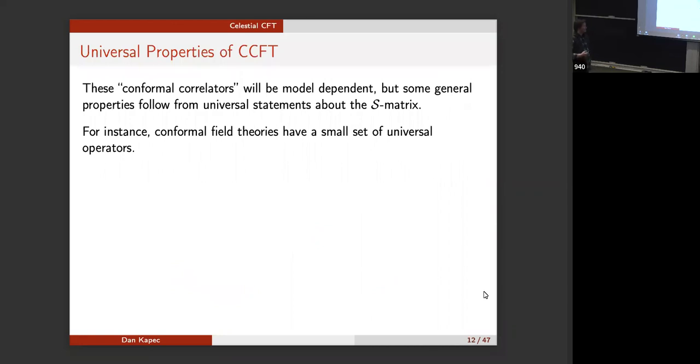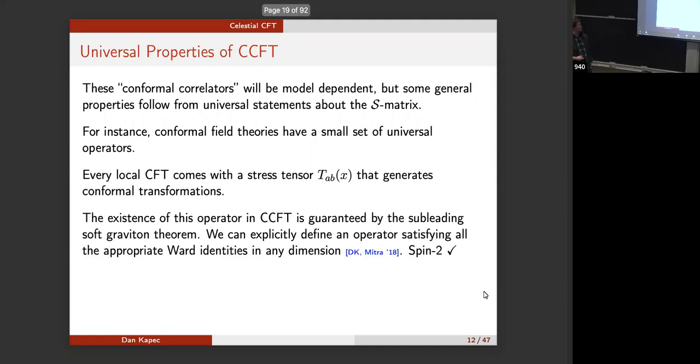All right, so those conformal correlators are going to be model dependent, but some of their general properties will follow from universal statements about the S matrix. So, for instance, all the conformal field theories that we know have some small set of universal operators. Every local conformal field theory comes with a stress tensor whose job it is to generate conformal transformations on the local operators, and what we'll see is that the existence of that operator in this celestial conformal field theory formalism is guaranteed by a universal statement about the gravitational S matrix in flat space.